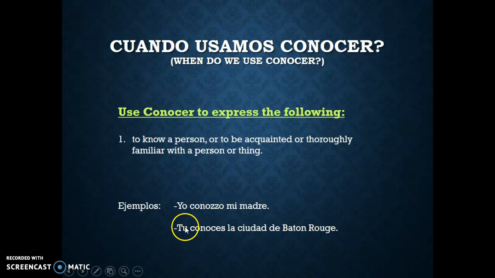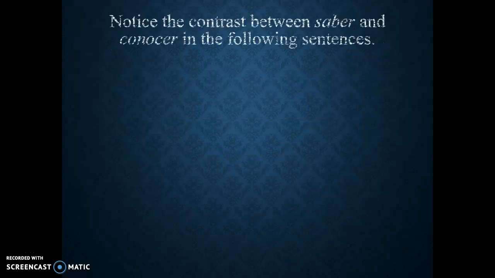And again, that should have an accent mark. But tú conoces la ciudad de Baton Rouge. You know the city of Baton Rouge. You are acquainted with it, right? You just don't know about it. When you use this verb, you're telling people that you know the city. You're acquainted with it. You're personally familiar with it.